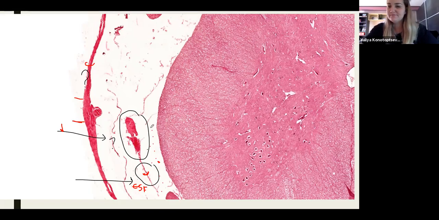What is this? It's very easy, guys. It's just an artifact. So this is not how it should be. The pia mater should be on the surface of the spinal cord. It should be right there. So this space that you can see here is an artifact. This is not a sub-pial space.